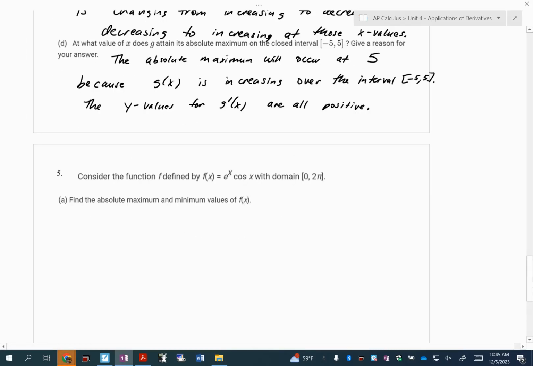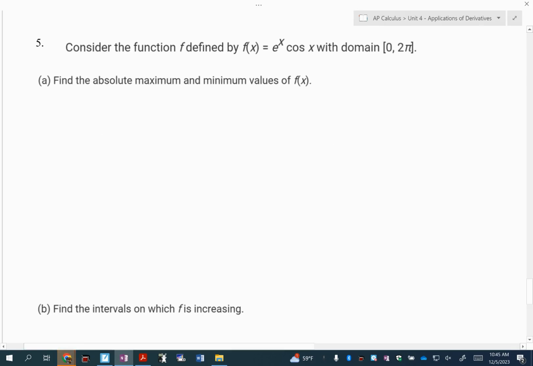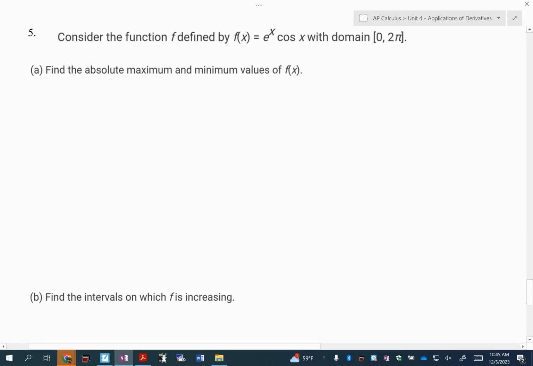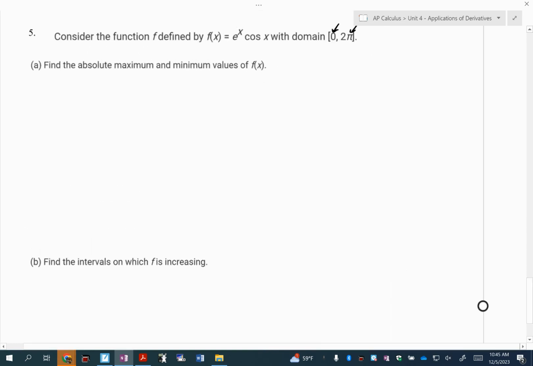Okay, in this last video, I'm going to go over number 5 from the free response review for unit 4. So we're finding absolute max and min values for this function. The way I taught you to do this is we're going to plug in the endpoints. I like to do that first. You don't have to, but at some point you're going to have to.